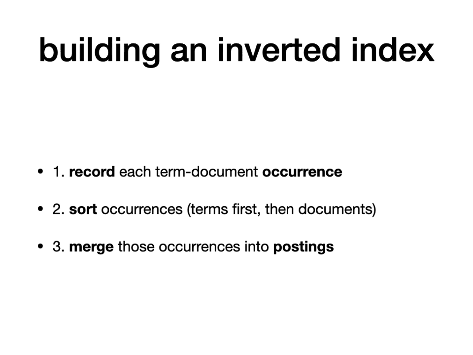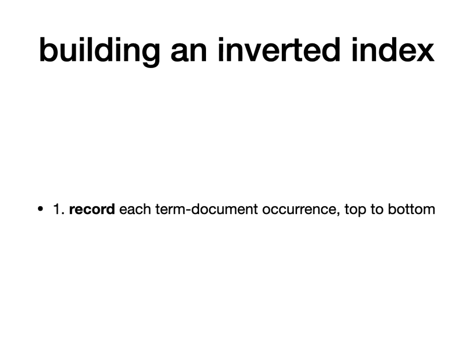We're going to first sort by terms, and then we will sort by the document order. We'll talk about that. And then we will merge all of those occurrences into postings. And that is ultimately the index. So let's do this. First, we will record each term document occurrence, top to bottom.